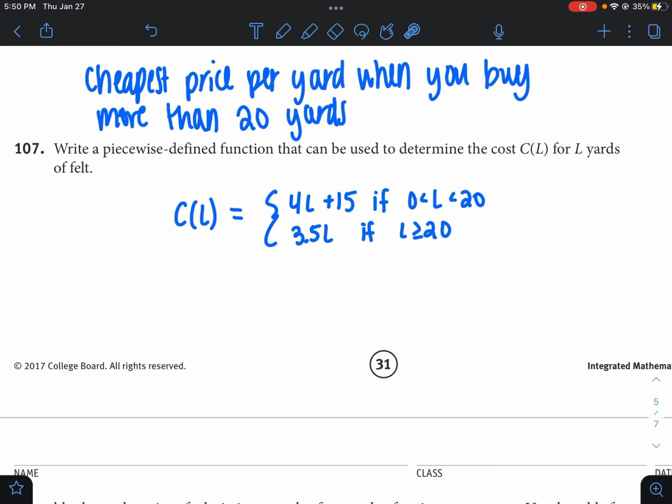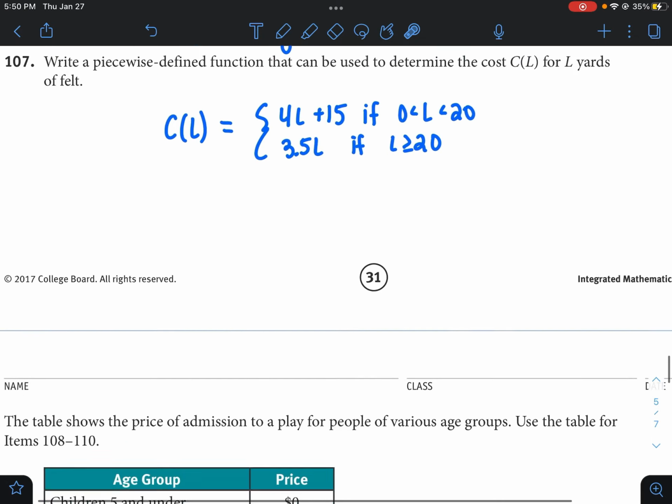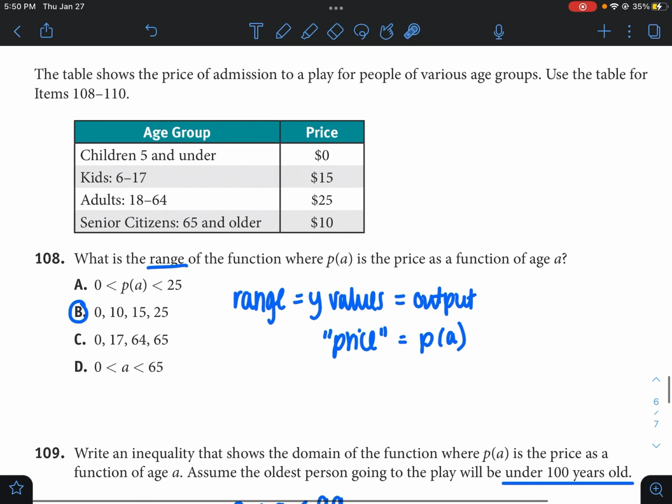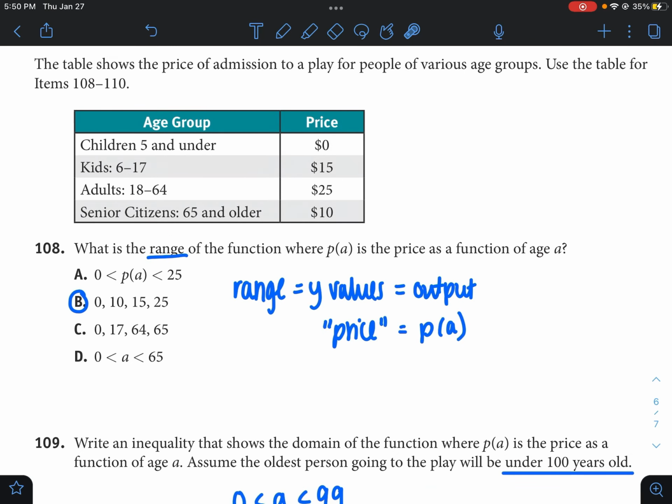Okay, and last group or last page here. Okay, so we're looking at age groups versus prices for admission to a play. What is the range of the function where P of A is the price as a function of age? So function of age means that's your domain. Okay, so our range is our Y values, which is our output values, which is our price, which is our P of A. Okay, so what are the possible prices that it can be? 0, 15, 25, and 10.